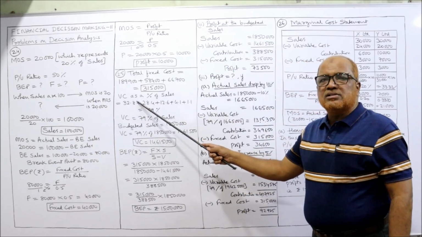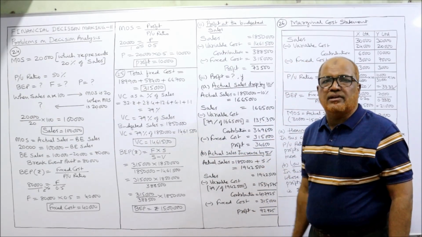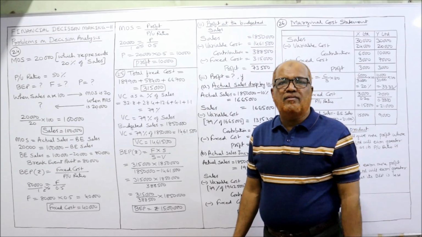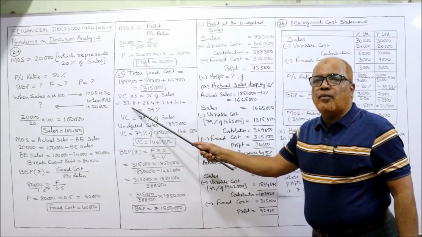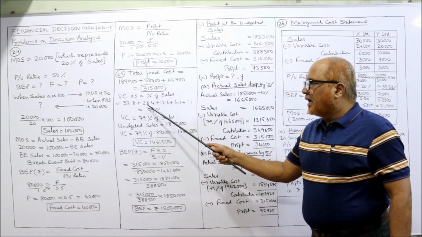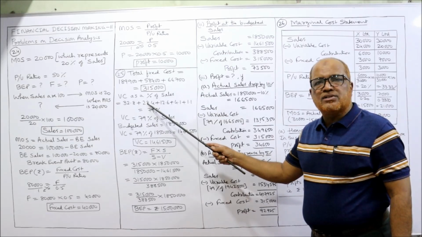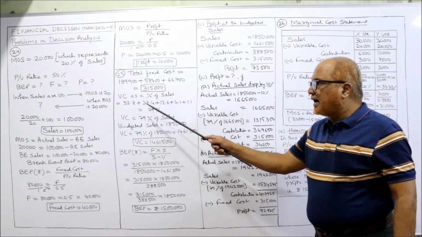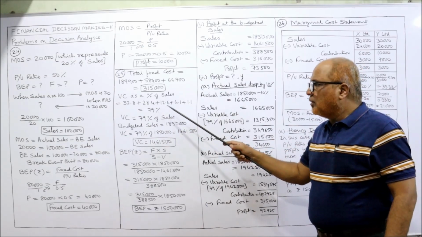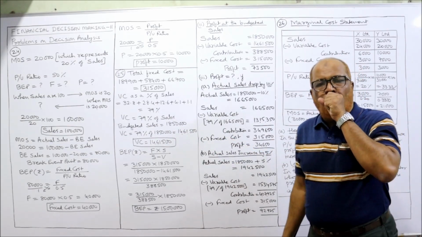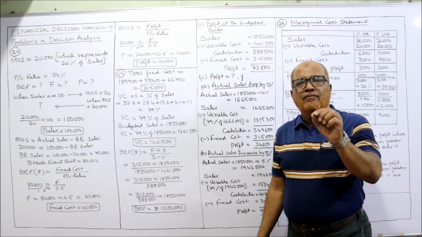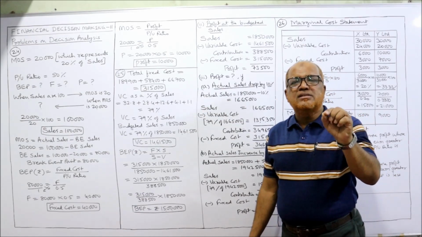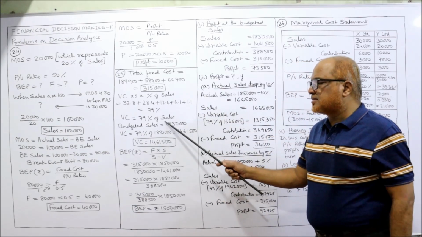Now variable cost as a percentage of sales. All the percentages are given. Material is 32.8% of sales and labor is 28.4% of sales. Like that, all percentages are given. We can add up all the percentages. It will become 79%. So simply we can say variable cost is 79% of sales.